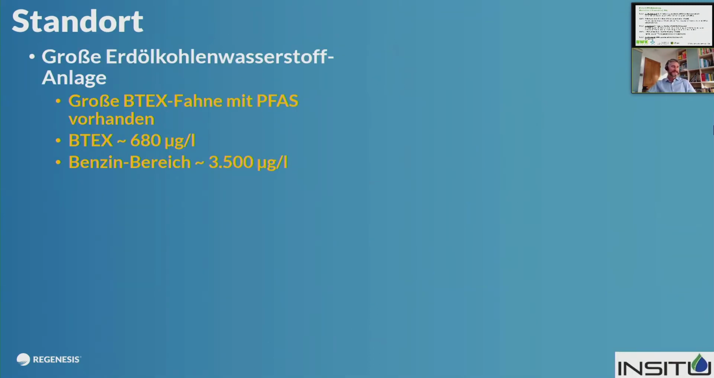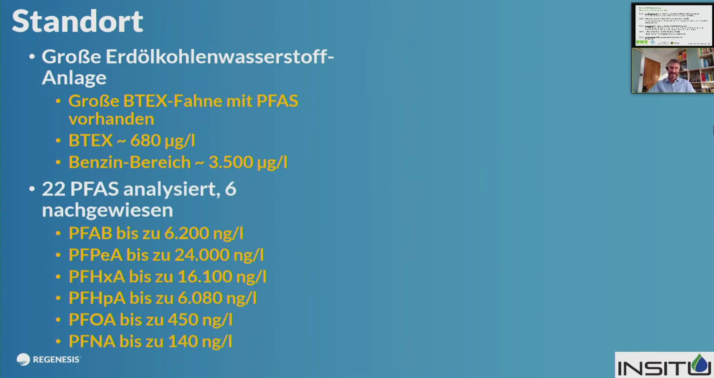So this site is in the Middle East. I can't really say where, but it's one of the largest fuel storage and refinery facilities in the world. They have a very large petroleum hydrocarbon plume. The BTEX on that site is what is driving the risk, fairly low concentrations of that, but it's quite widespread. And then we've got PFAS mixed in there from various incidents and from training on the site as well.